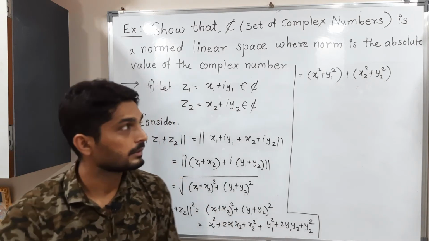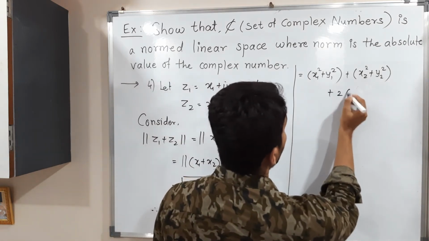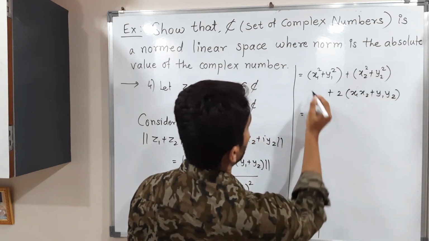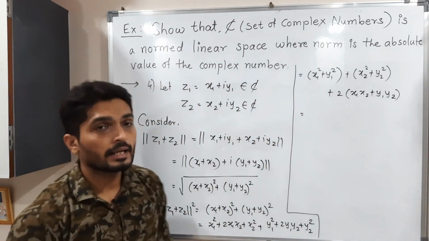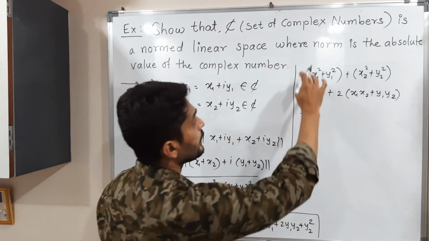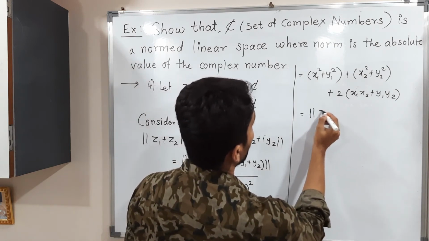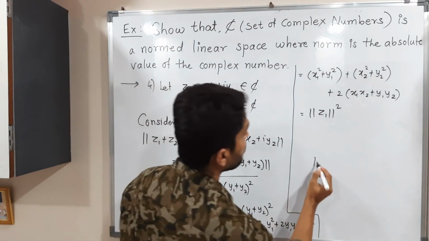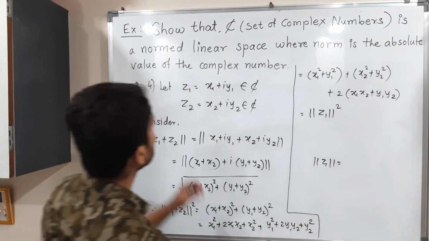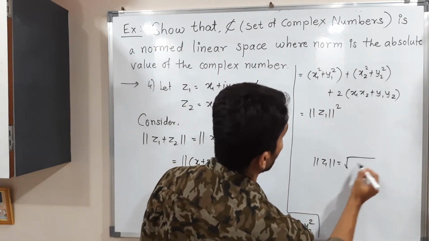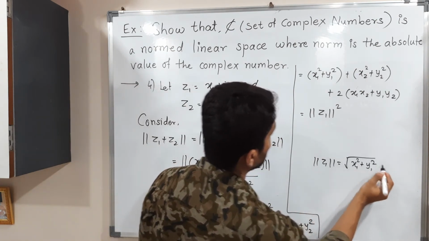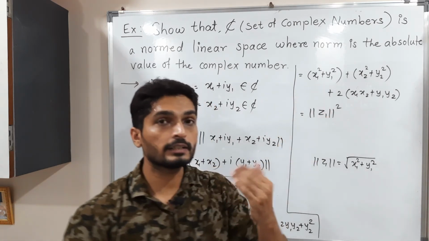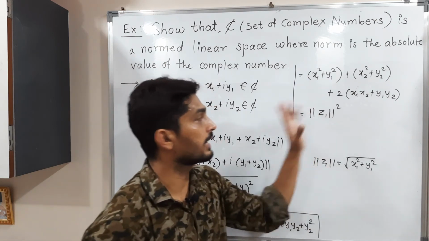Can I take 2 common? Yes, we can take 2 common. So if I take 2 common, I will have x1 x2 plus y1 y2. Now, have you seen x1 squared plus y1 squared anywhere? If I write a square root, this is the definition of norm. So this is norm z1 squared. You are getting my point? Norm z1 means this is z1, and the definition says square root of the square of the real part plus the square of the imaginary part. But we don't have a square root, so that's why I'm calling it the square. Or if I take the square of both sides, we will have the same thing.